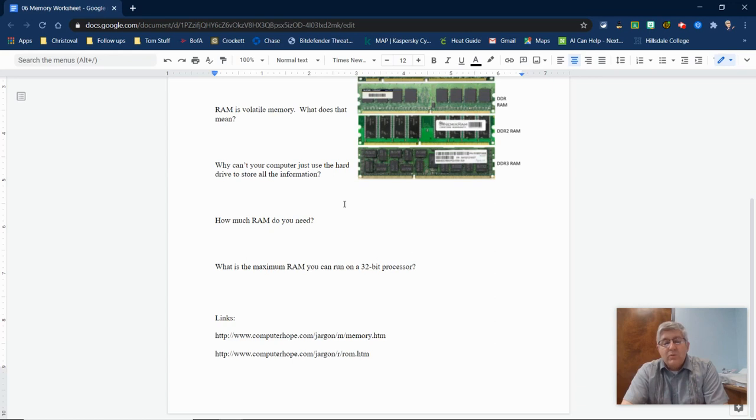What is the maximum RAM you can run on a 32-bit processor? For those of you who have older computers, a 32-bit processor can't operate on more than 4 gigabytes of RAM, which means it's not going to run movies and other things well. Most of the computers now are running on 64-bit, which will allow an extremely massive amount of RAM to be plugged into it.